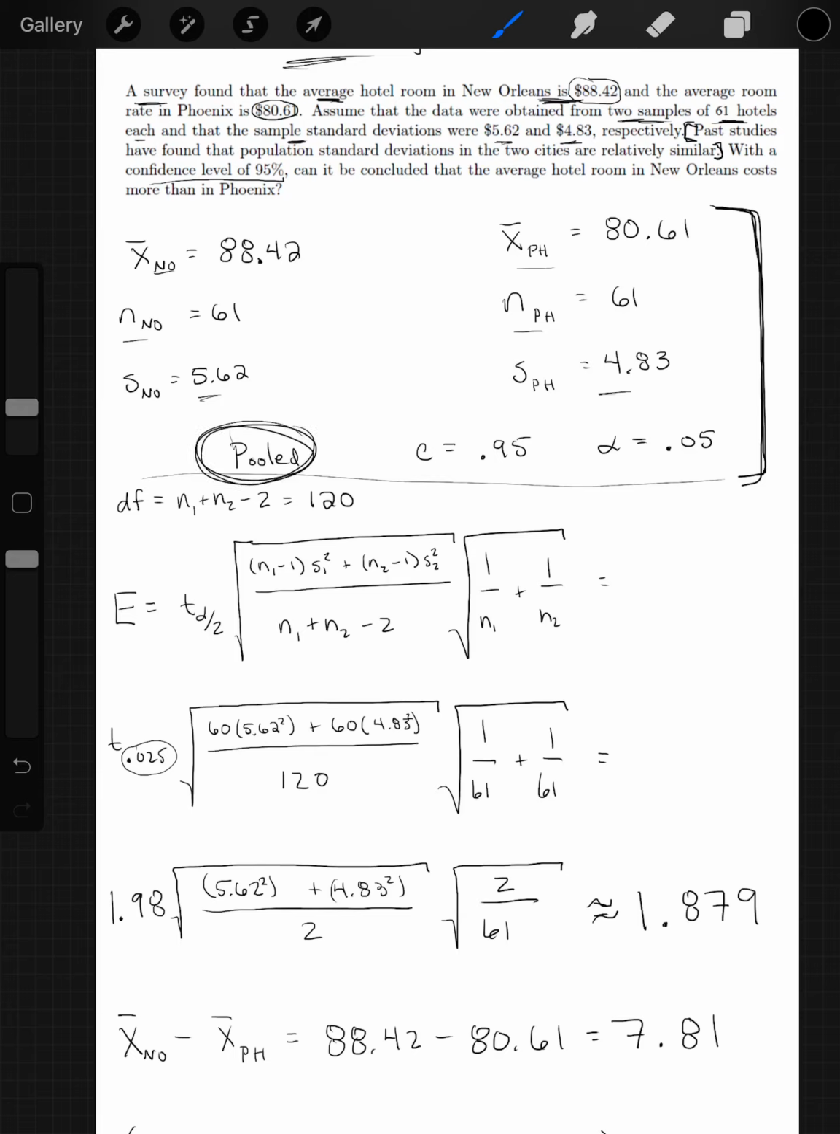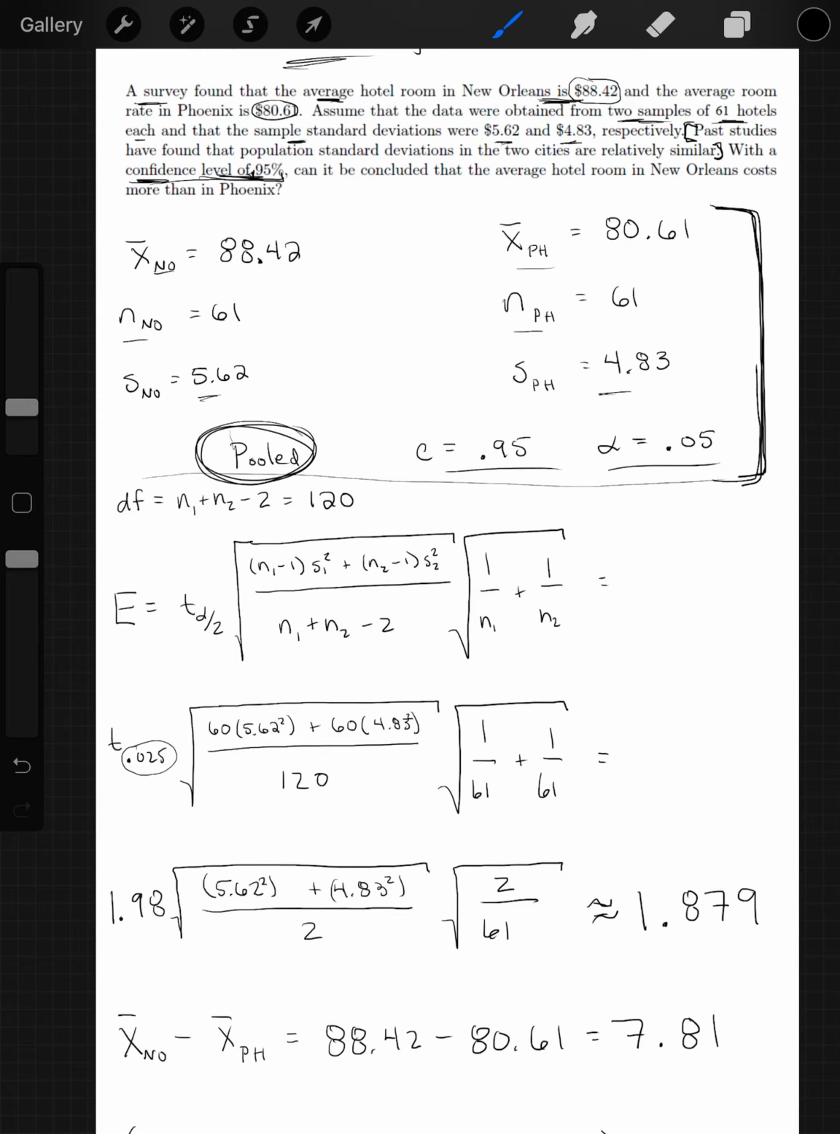So this sentence right here, past behavior tells us that we need to deal with this as a pooled situation, right? And lastly, the last sentence is sort of the question we should be answering with our interpretation, but it also gives us our confidence level, right? And again, this is specified as confidence, and it's a big number, so that's going to be what our C is, and alpha is everything that's left over, right?